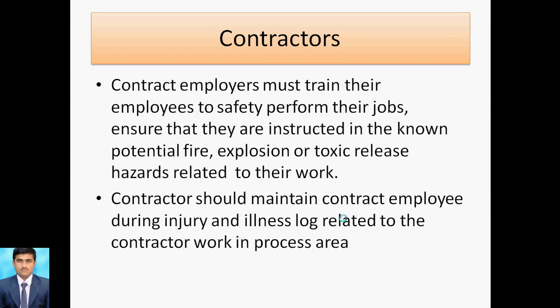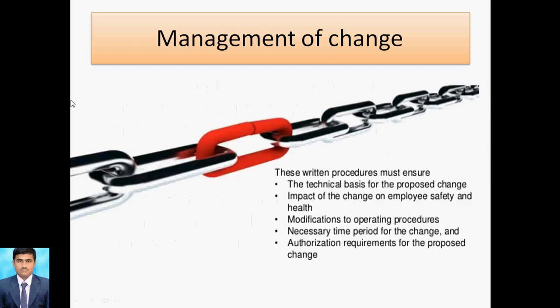Now contractors. Contractors are always instructed about known potential fire, explosion or toxic release hazards related to their work, and always remember that the contractor should maintain a contract employee injury and illness log related to the contractor's work in the process area. This type of information can be shared with the employees or operators. This is an important factor for process safety management.